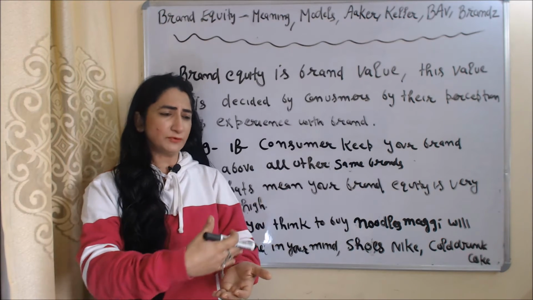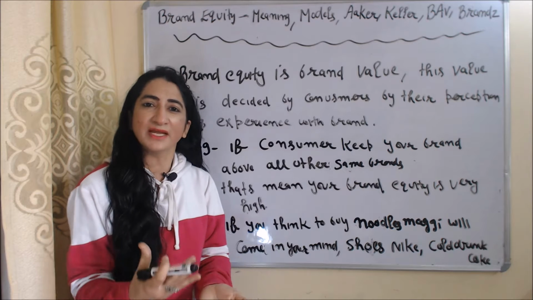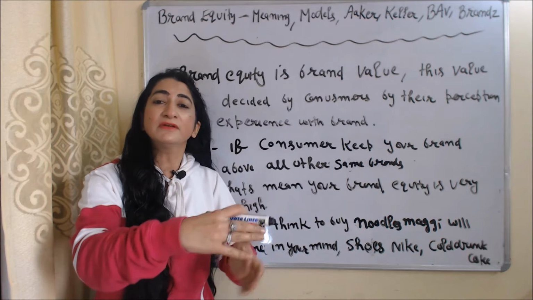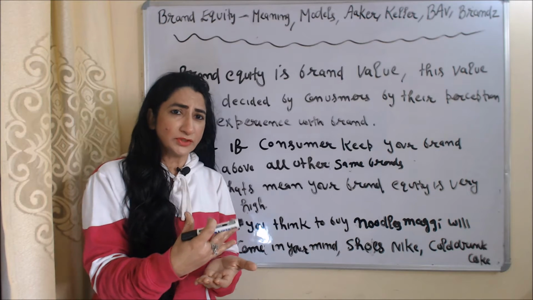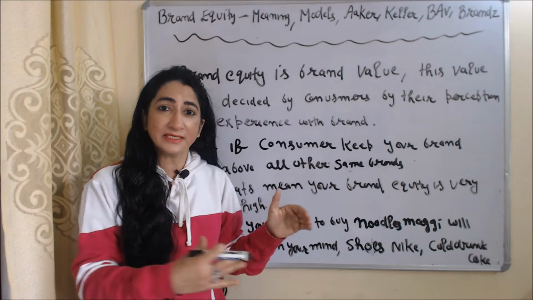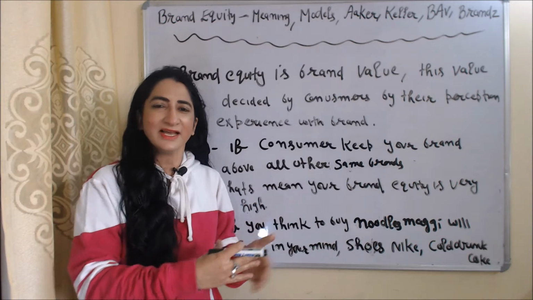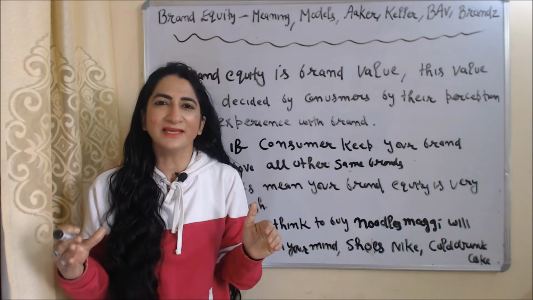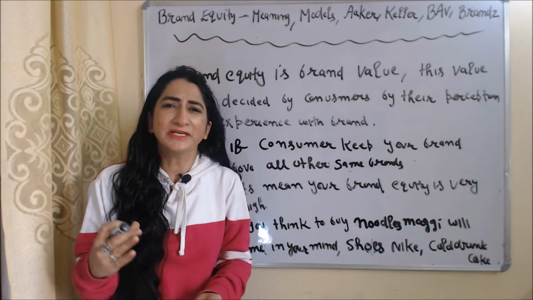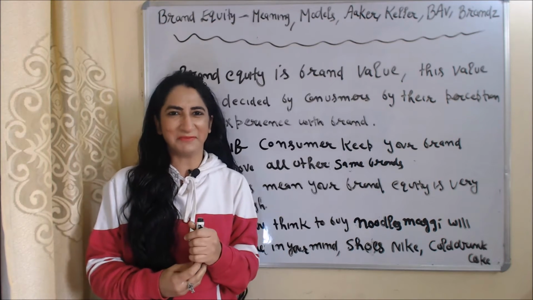For example, if you think to buy noodles, then Maggi will come to your mind. If you think to buy shoes, then Nike will come to your mind. If you think to buy a cold drink, then Coke will come to your mind. That means this brand equity is very high. In the same way, if you think about King Khan, then Shah Rukh Khan will come to your mind. If you think about a beauty queen, then Aishwarya Rai will come to your mind.